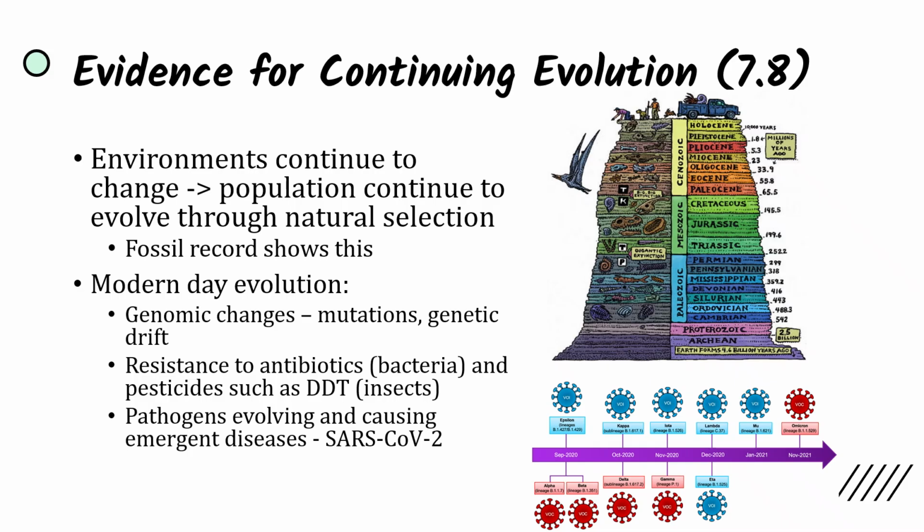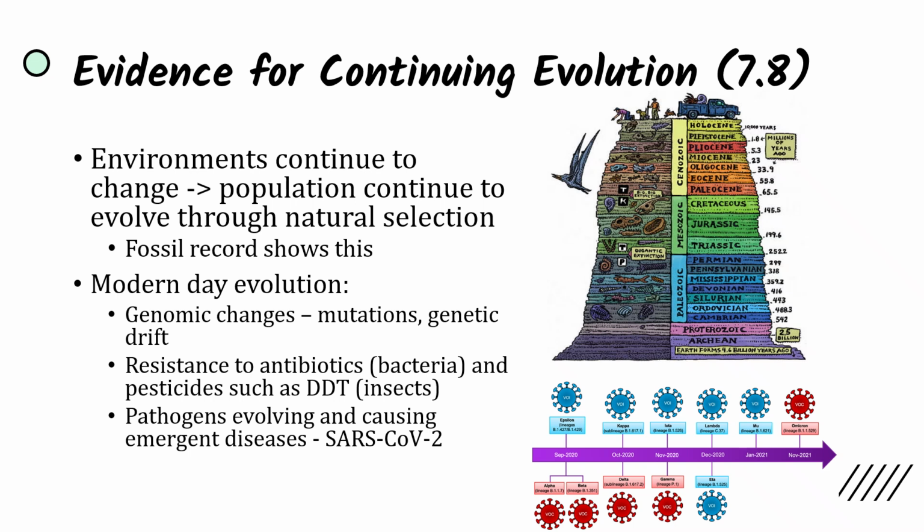And we see this through the fossil record that environments have changed throughout history, and we're going to keep seeing it as environments continue to change even faster due to human involvement, such as through global warming and climate change. And we see modern day evolution in genomic changes with introduced mutations, continuing genetic drift.